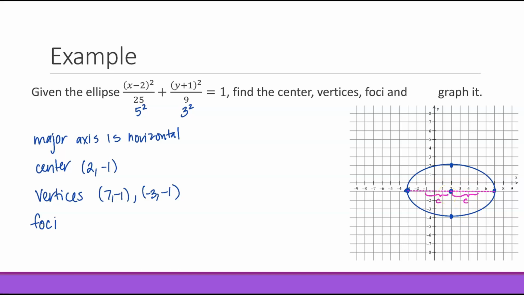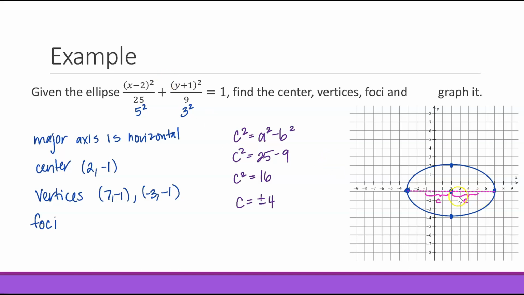Well, there is a formula for that, and that's the one formula that you really do have to remember. The formula is c squared equals a squared minus b squared. So a squared is the bigger denominator, and b squared is the smaller one. So this is really just bigger minus smaller here. So 25 minus 9 is equal to c squared. c squared is equal to 16, so c is equal to plus or minus 4.